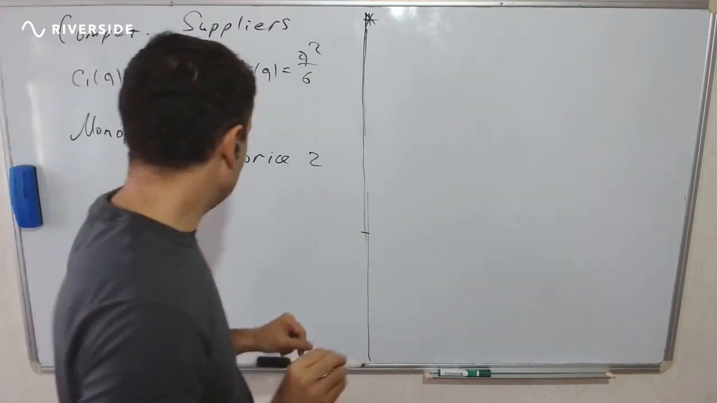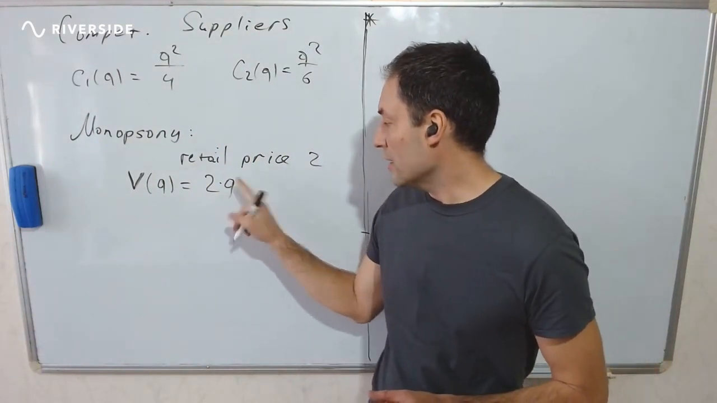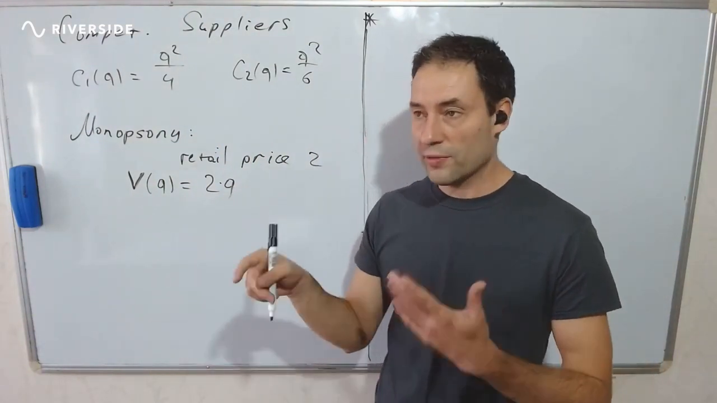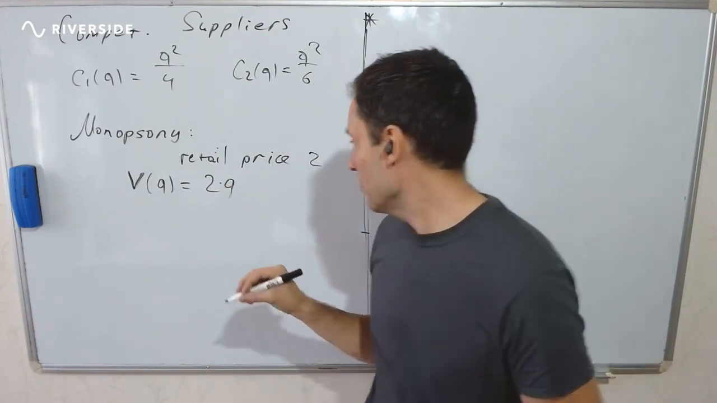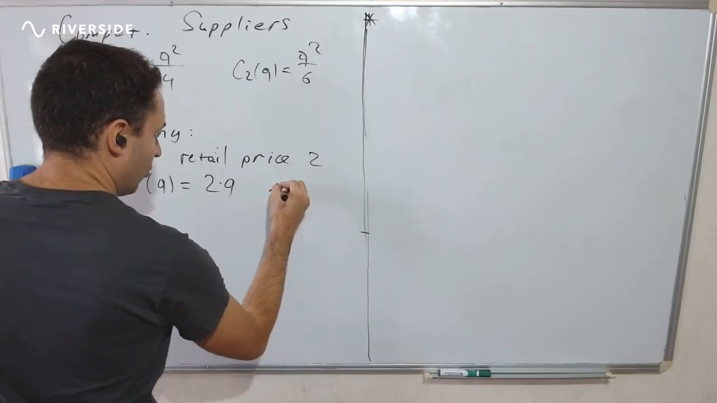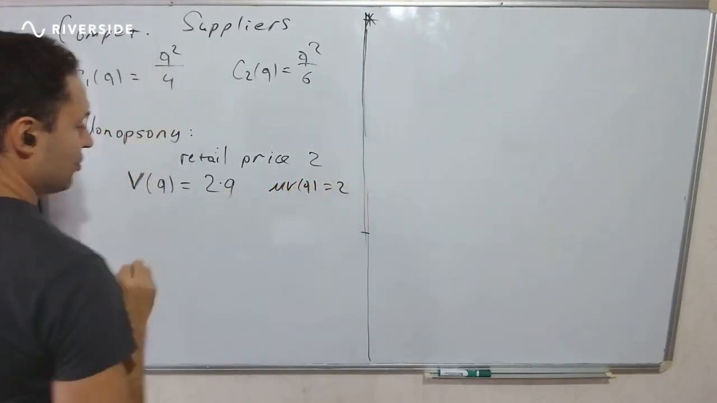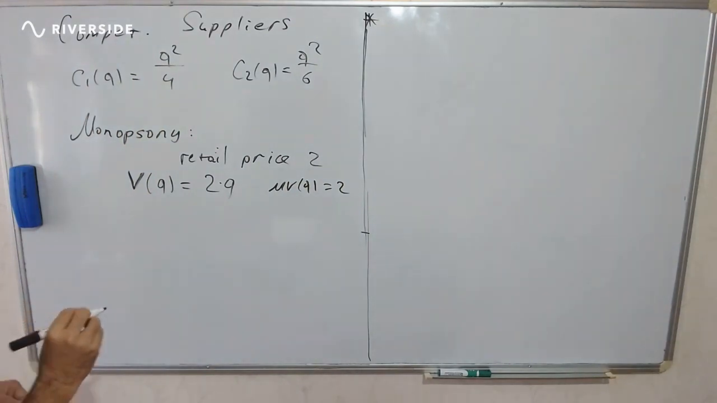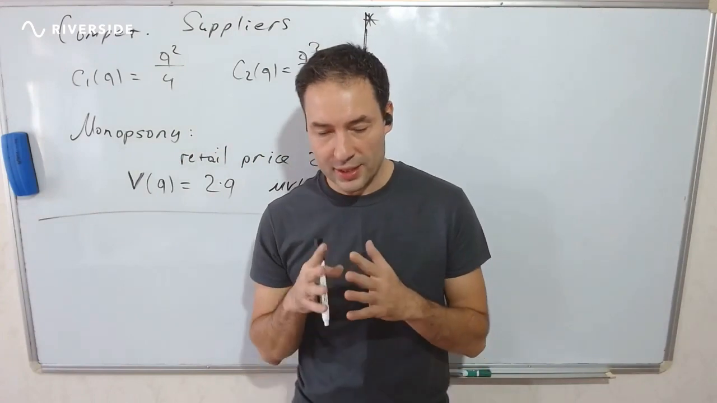What it means is that effectively it's a revenue function, right? If it buys Q units of electricity from somewhere, it will sell them on the retail market and will get 2 times Q. Let's immediately calculate marginal value, which is just 2. Okay, and for this problem, we will consider 3 scenarios.